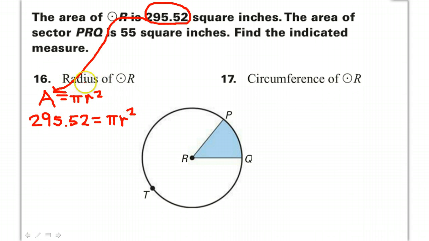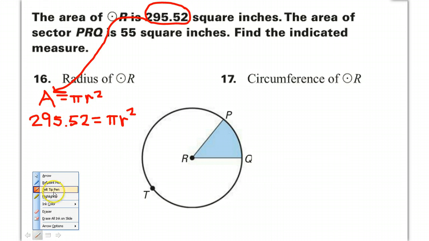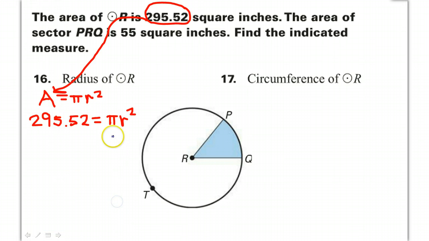Okay, we're supposed to solve for the radius. So, how can I get rid of this pi? You divide both sides by pi. So we'll just divide both sides by pi. The other one cancels out. Correct. Okay, so those are going to cancel each other out.